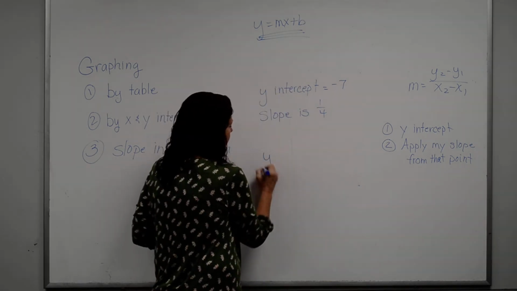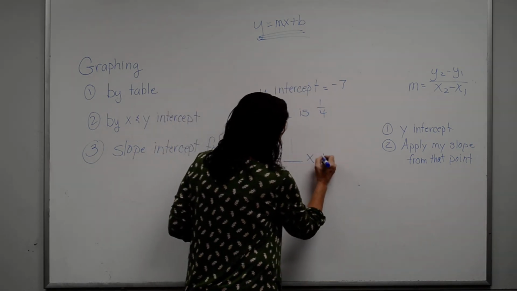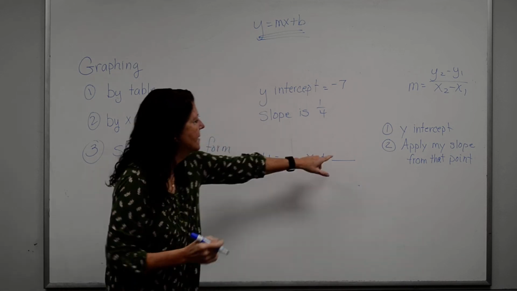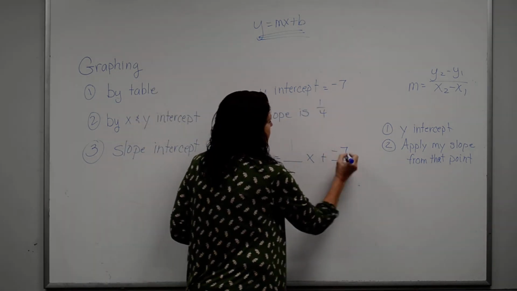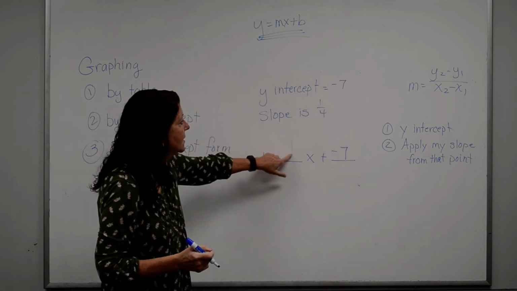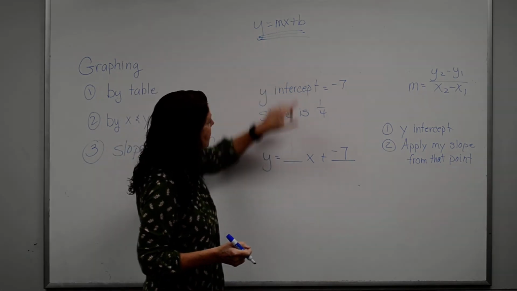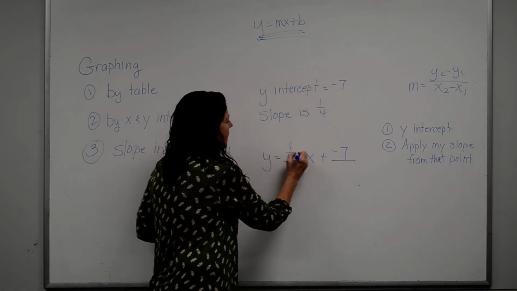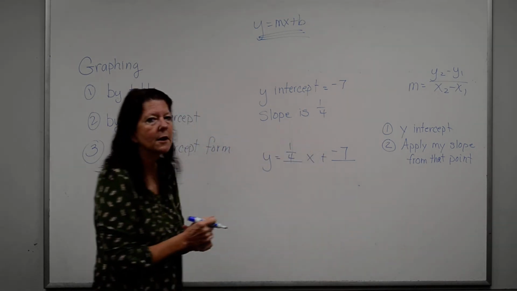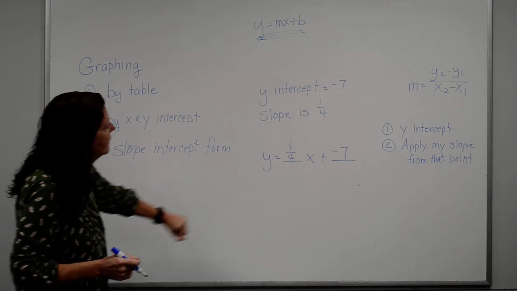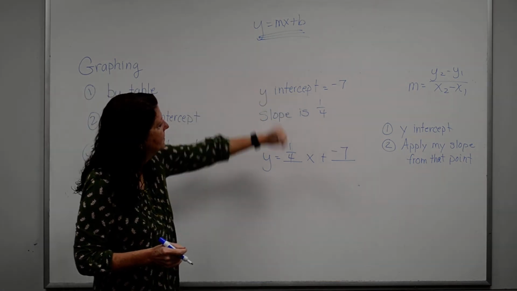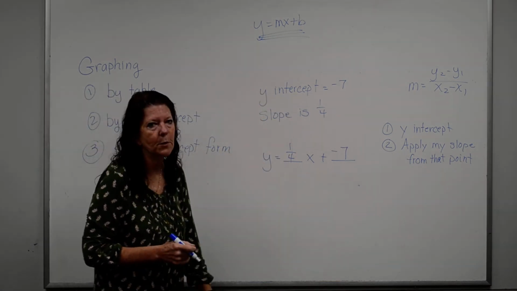So I'm going to plug in to those two spots. This is going to be my b, so that's going to be my y-intercept, so that's -7. This is going to be my slope, the m, so I'm going to plug in 1/4. There is my equation of a line in slope-intercept form when the y-intercept is -7 and the slope is 1/4.